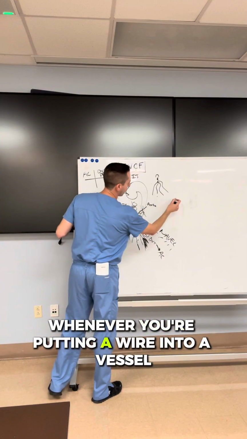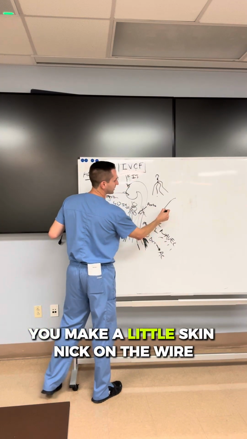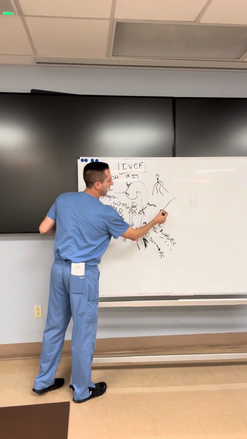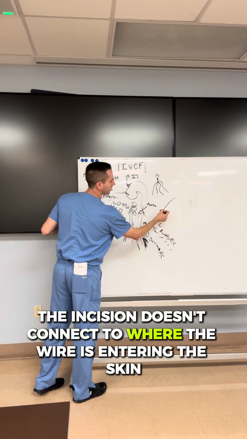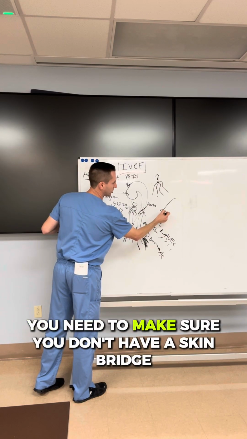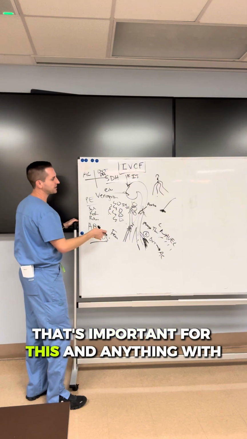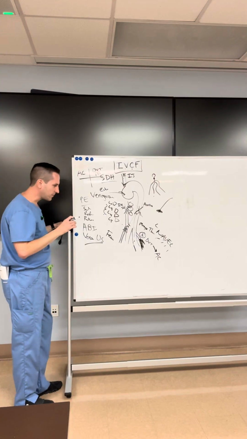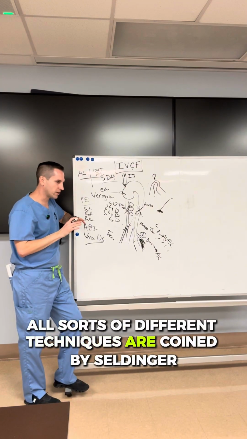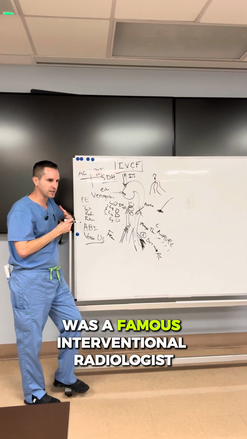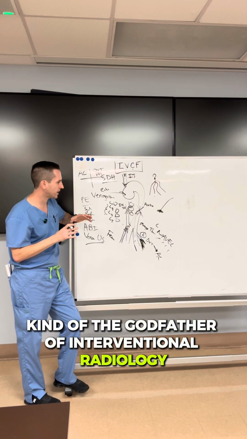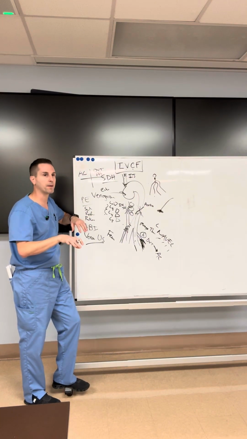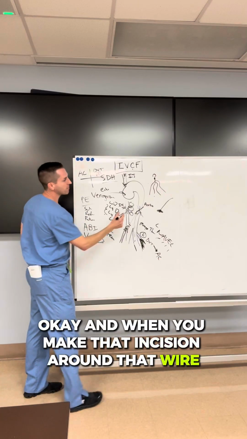Whenever you're putting a wire into a vessel, you make a little skin nick on the wire, and I call this a skin bridge. So you have this little incision, and sometimes the incision doesn't connect to where the wire is entering the skin. You need to make sure you don't have a skin bridge. That's important for this and anything with a Seldinger technique, which is central lines. All sorts of different techniques are coined by Seldinger, who was a famous interventional radiologist, kind of the godfather of interventional radiology, where most things we do that are minimally invasive like this, we use a wire, okay? And when you make that incision around that wire, make sure you don't have a little skin bridge.